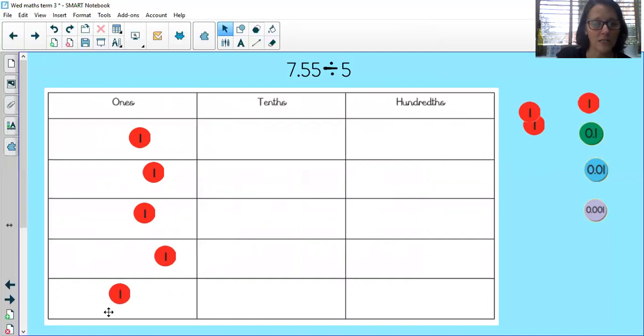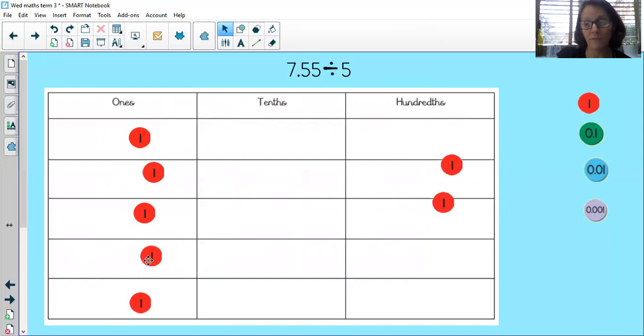Now what do you notice? I've got 2 left, and they are not going to divide, are they, as they are in these groups very easily. I can't split this counter into 5, but what I can do is split the number into 5, can't I? Now, I want to swap this counter here. I'm going to exchange it. What can I exchange it for? I can exchange that one for 10 tenths. 1, 2, 3, 4, 5, 6, 7, 8, 9, 10.